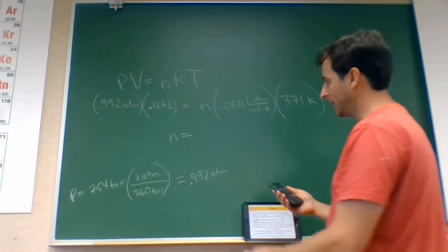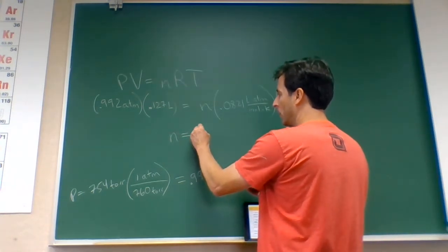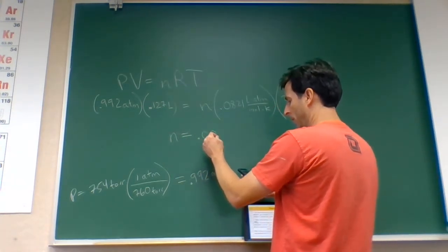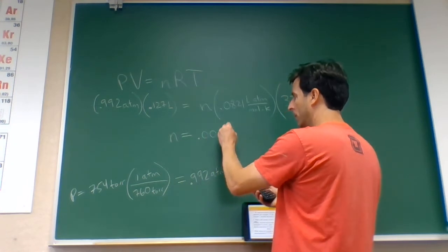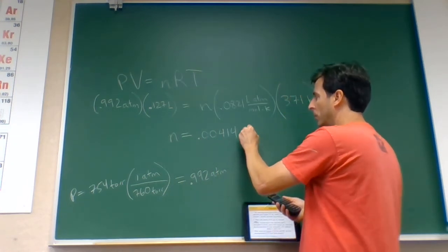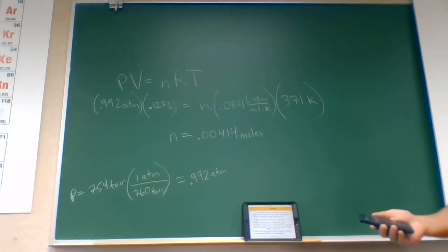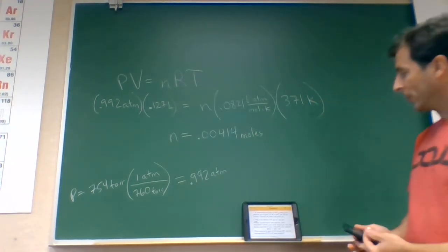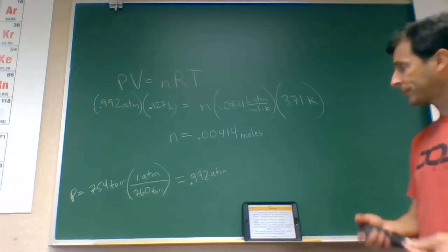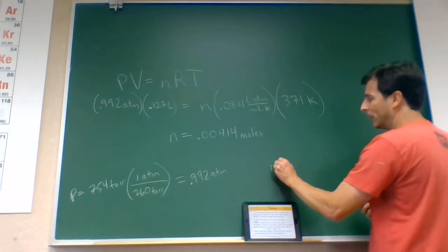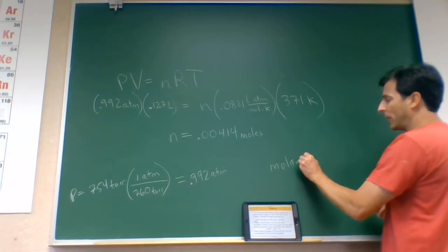And I got 0.00414 moles. So that's my moles. Now the question wants the molar mass. So the molar mass of a compound is how much a mole of the compound weighs.